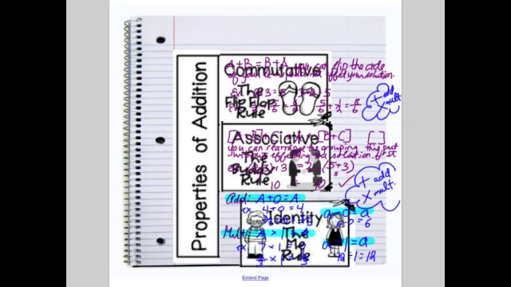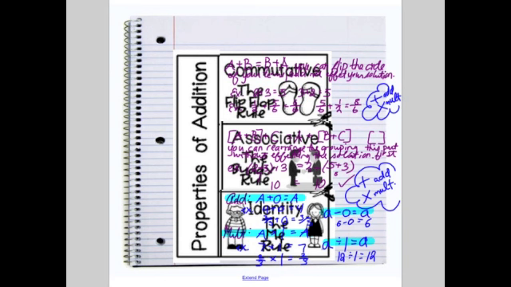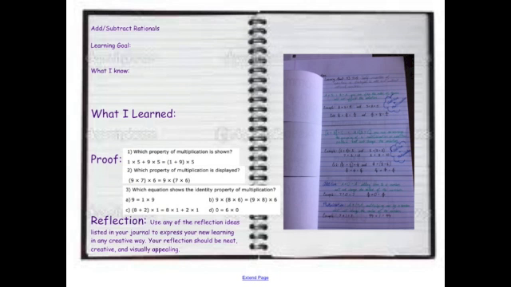So to finish up today, you are going to have a quick proof. And remember to type and include your what I learned, your proof, and your reflection. I have an image here of what my paper looks like, so hopefully that will help you to figure out what your paper should look like. The proof says which property of multiplication is shown. There are a few examples here. Which property of multiplication is displayed? Which equation shows the identity property of multiplication? So you're going to have to tell me which property is being used and why.